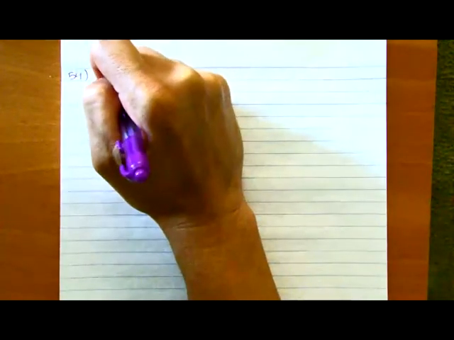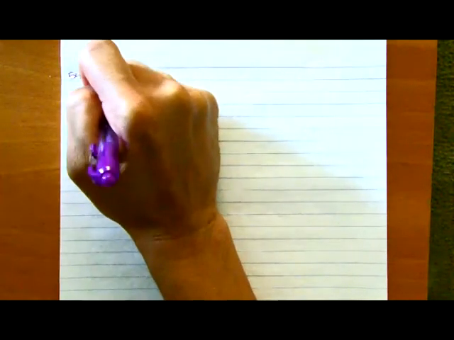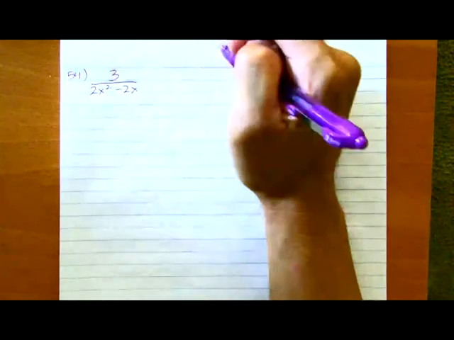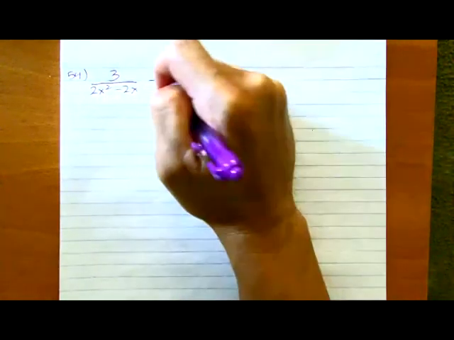Okay, number 54. 54 says 3. I'm going to use x instead of t. 2x squared minus 2x minus 5 over 2x minus 2.